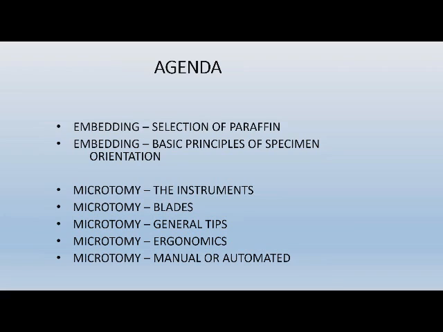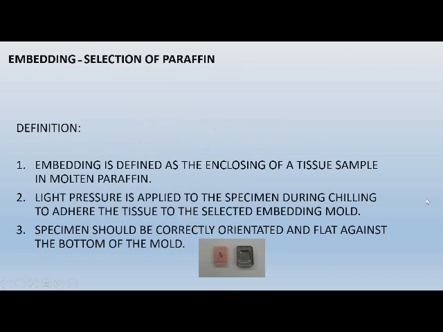We'll assume that we have finished this, and we're going to look at embedding, selection of paraffins, some basic principles, and again, these basic principles were compiled from books, things that I heard, and things that I saw in labs. Then we'll go to microtomy, look at the instruments, blades, some general tips, some ergonomics, and then we'll just ask the question, manual or automated. So without further ado, let's define embedding.